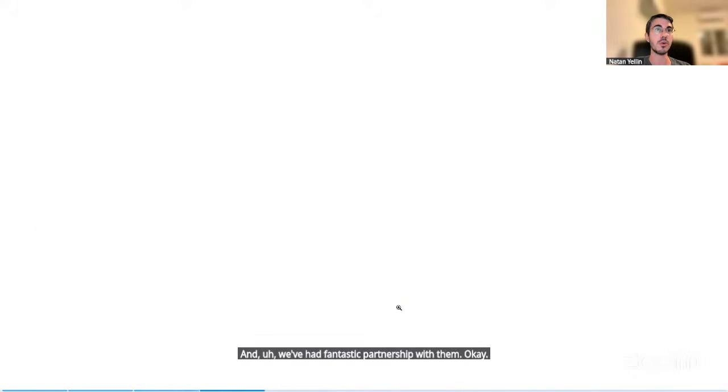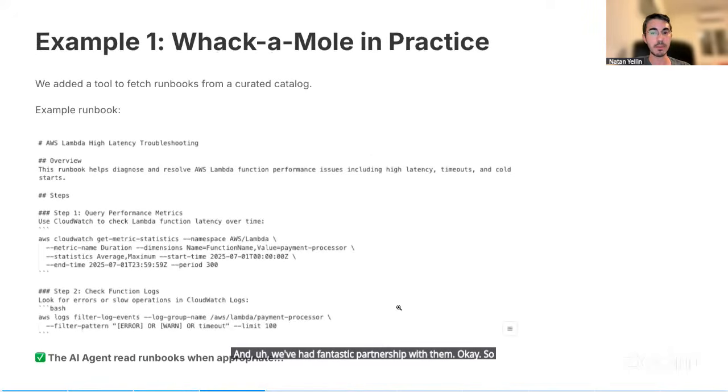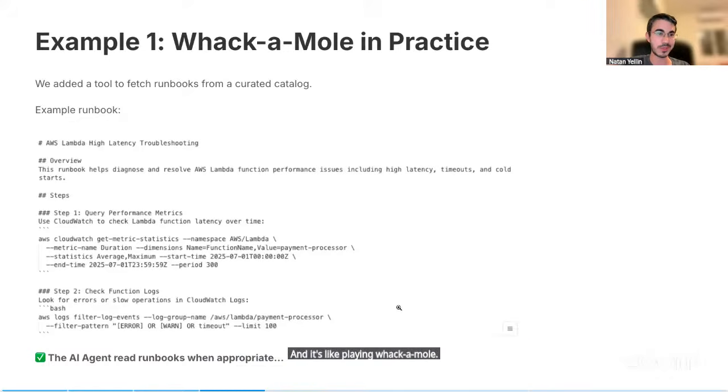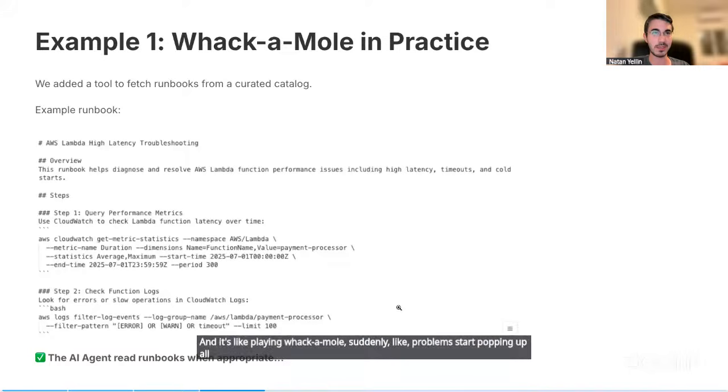Okay, so let me give you an example of adding a new feature to the AI agent that we all thought was a fantastic idea, and then suddenly, you add a feature, and it's like playing whack-a-mole. Suddenly, problems start popping up all over the place that you didn't expect.